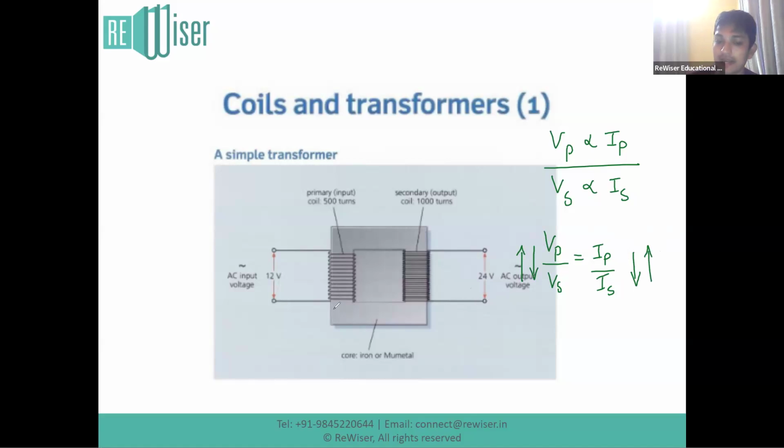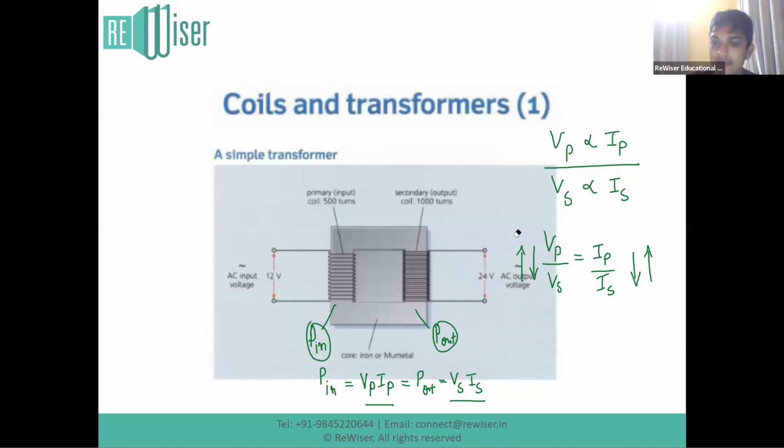Remember, regardless of what happens, the power at the input, or power at the primary, will be equal to the power at the secondary, which means power at the primary, which is voltage primary into current primary, using the formula power equals voltage into current, will be equal to power at the output, which is voltage secondary into current secondary. So equating these two, you get Vp by Vs equals Is by Ip.